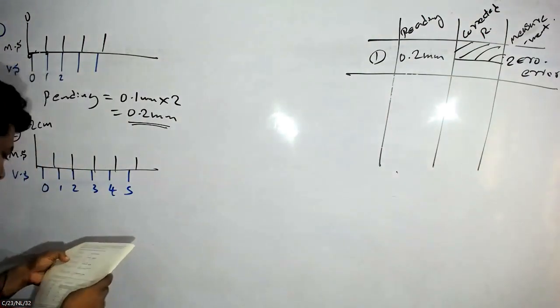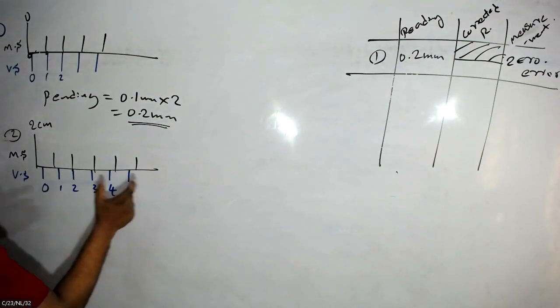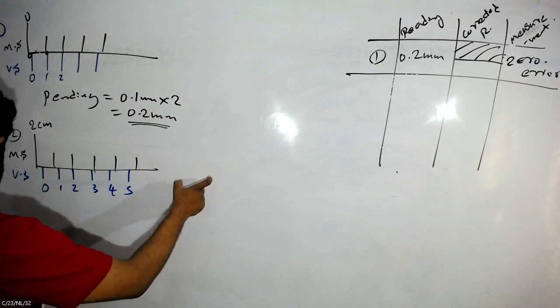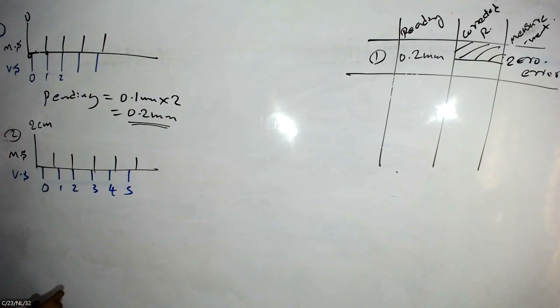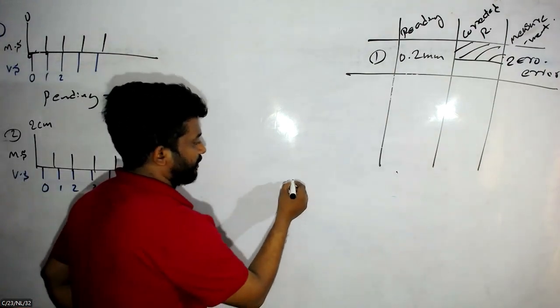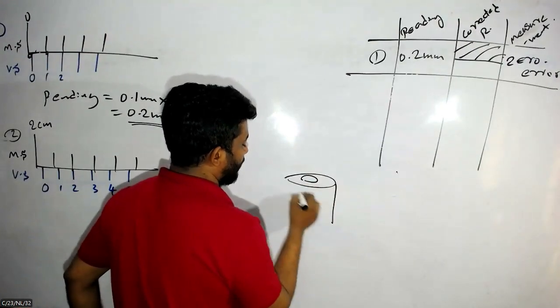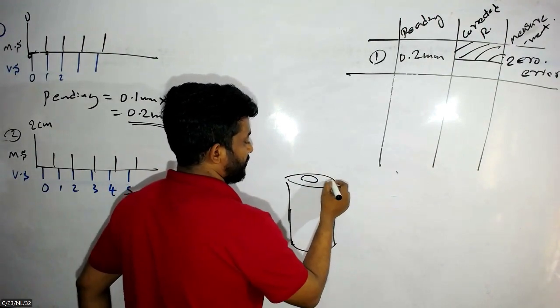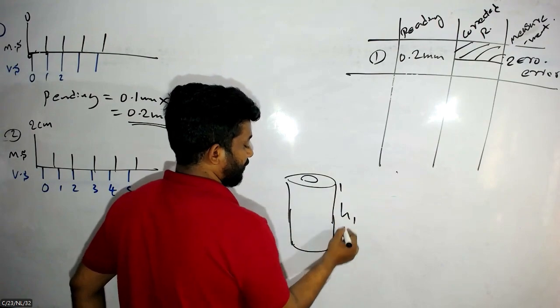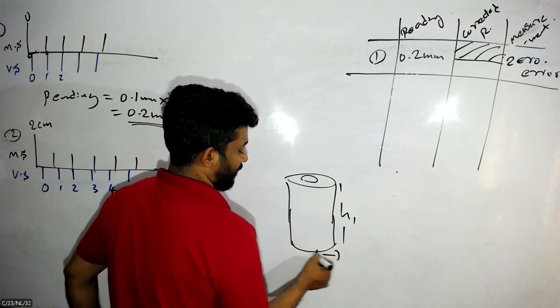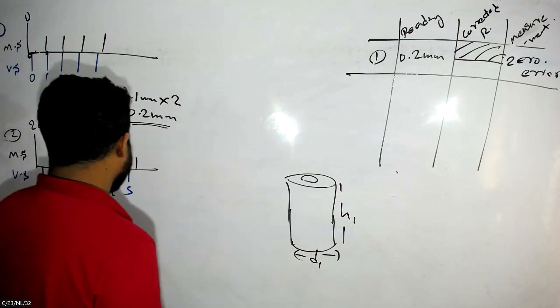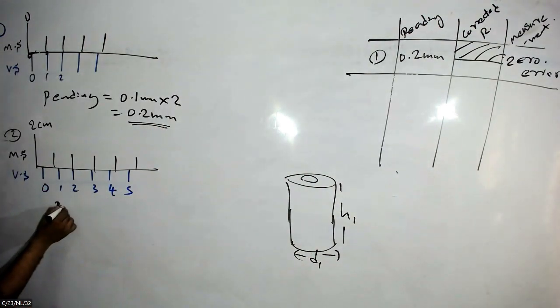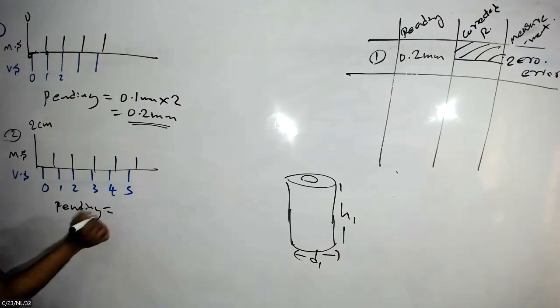In the second diagram, they have given that the second reading is taken by using the external jaws. You should remember, according to this object, there are two readings that can be obtained by using the external jaws, the external height and the external diameter, right? First, find the reading. What is the reading?